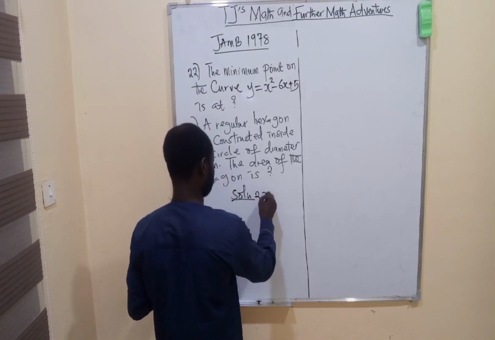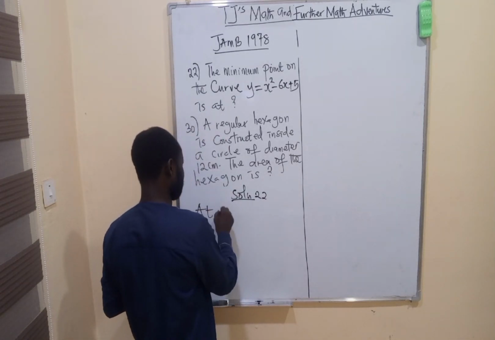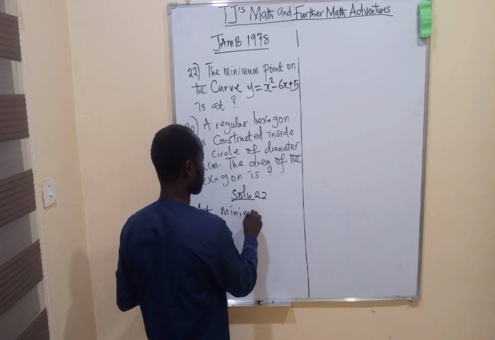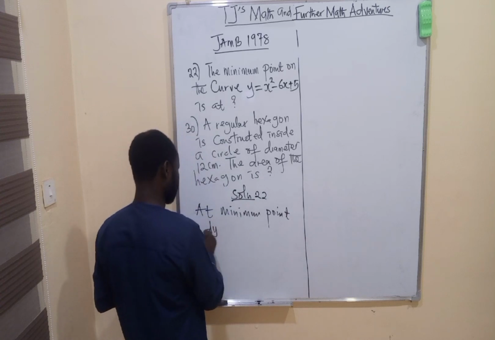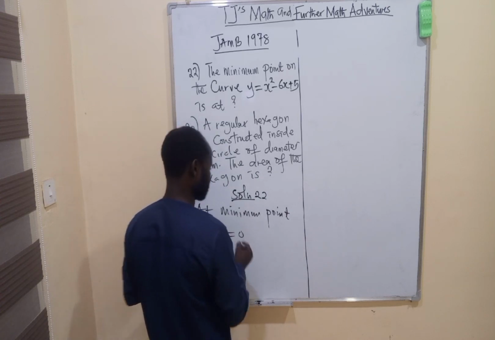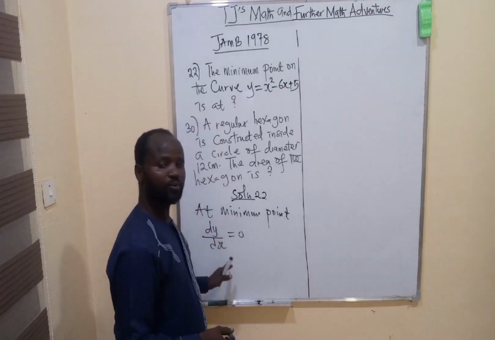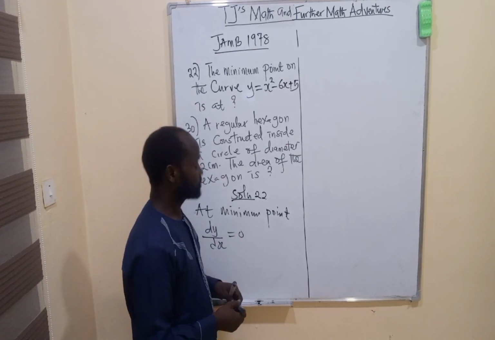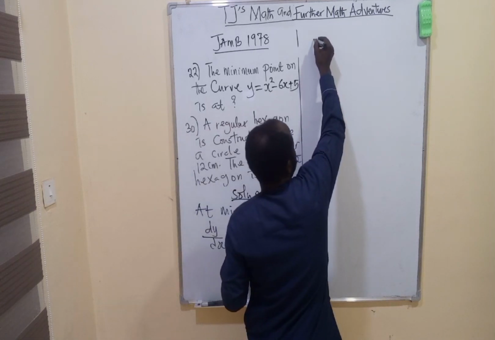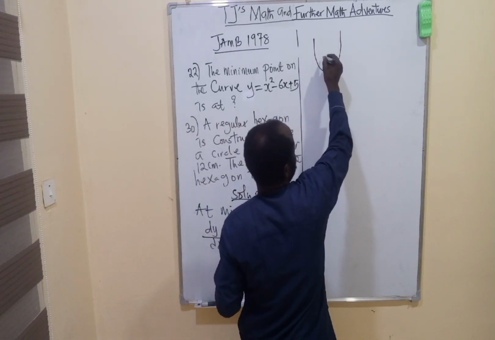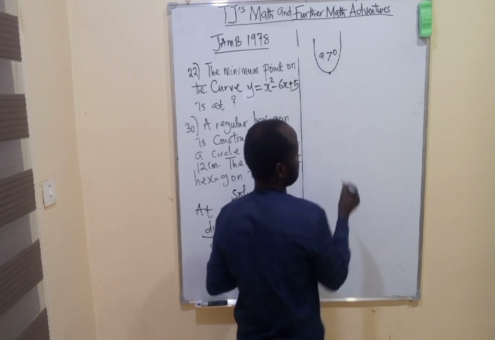Solution to 22. At the minimum point, the change in y with respect to change in x is 0. In other words, at a turning point, dy/dx is 0. Your quadratic equation can be U-shaped, like this parabola. When a is greater than 0, the minimum point will occur at this point.